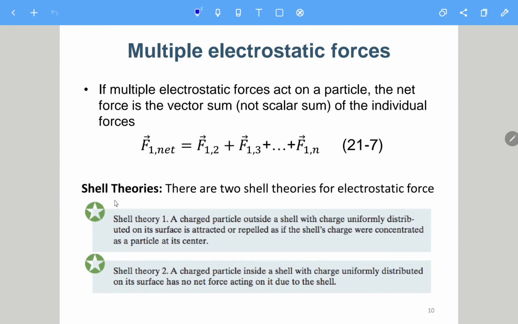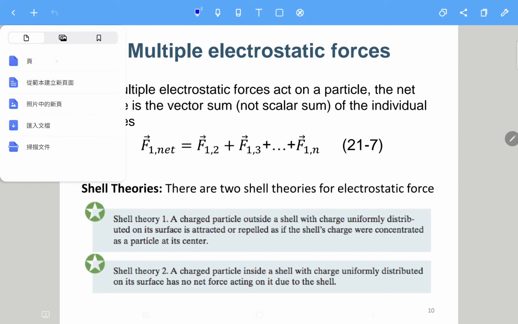And here we have the Shell theorems. I could not tell you why at this moment, but in chapter 23 we will come back to tell you why it will be like that. But here I just let you know what these two Shell theorems are. The first one is: a charged particle outside a shell with a charge uniformly distributed on its surface is attracted or repelled as if the shell charge were concentrated as a particle at its center.